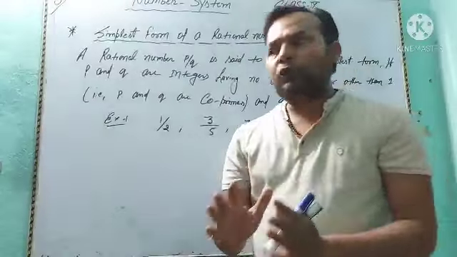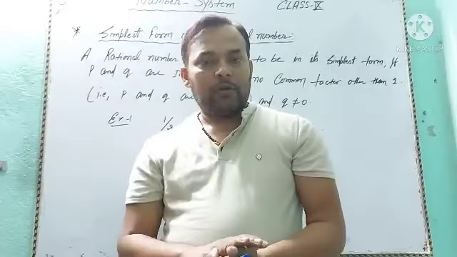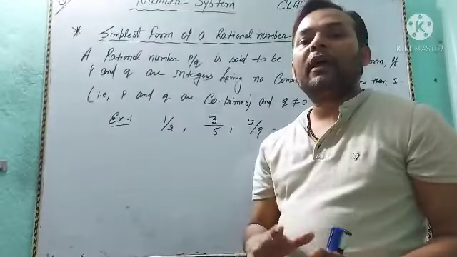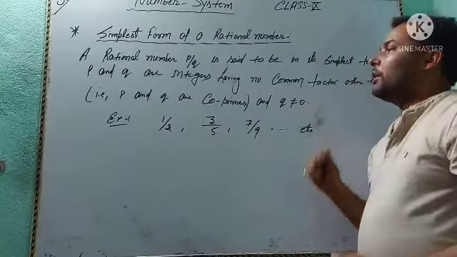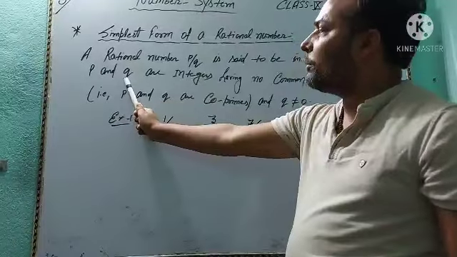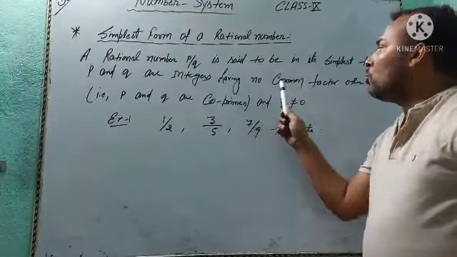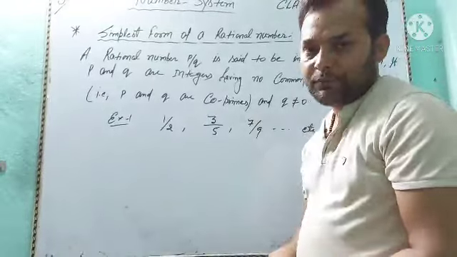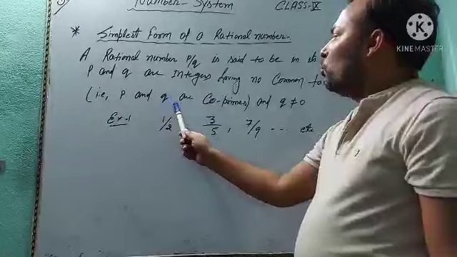A rational number is said to be in simplest form if p and q, the numerator and denominator, which are integers, have no common factor other than 1. 1 के अलावा कोई और common factor उसका ना हो. It means कि p and q are co-primes.